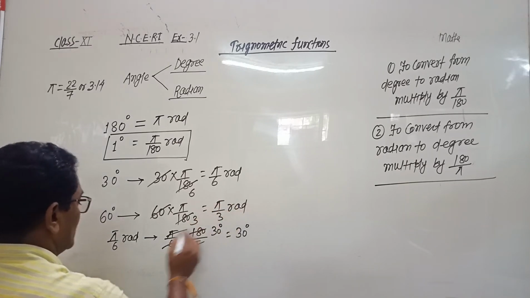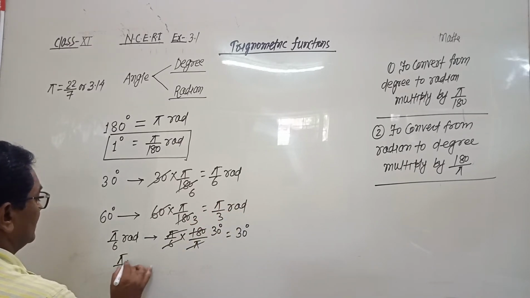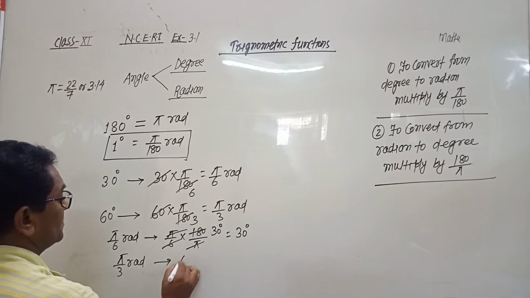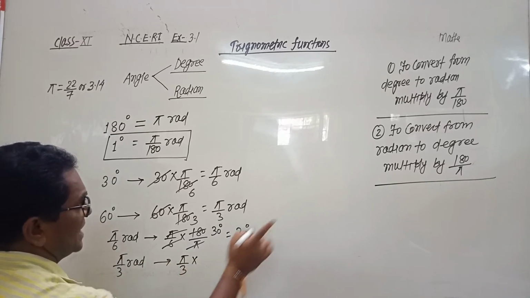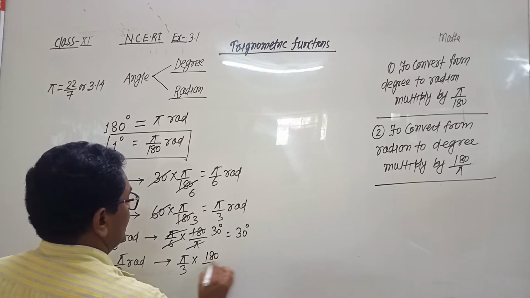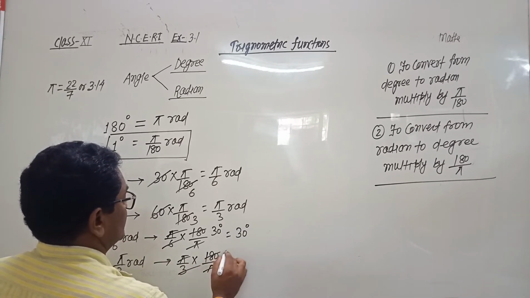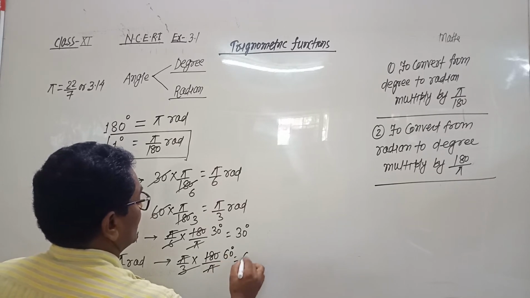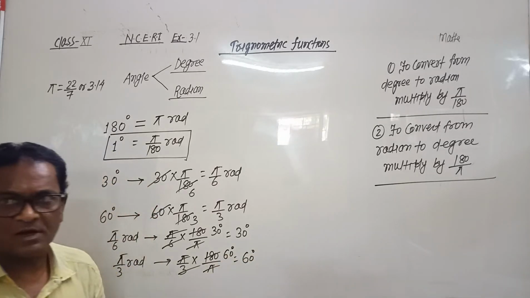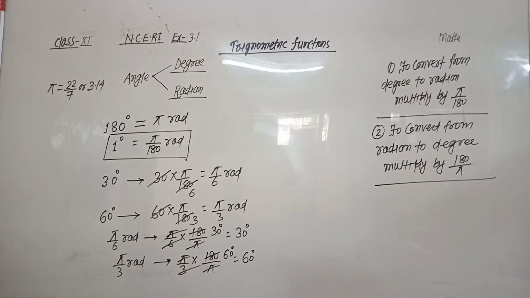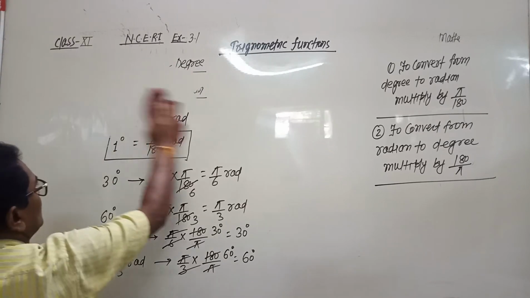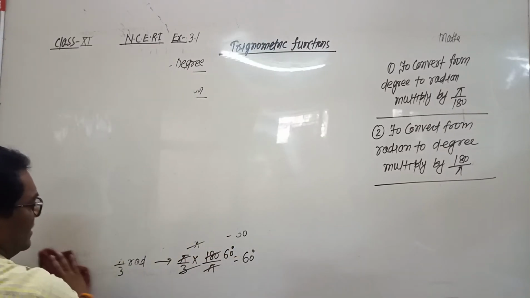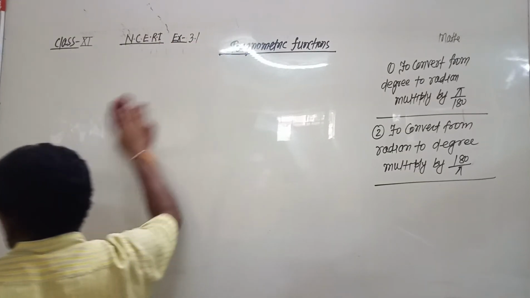Suppose you have to convert pi by 3 radian into degree. So pi by 3 multiplied by 180 by pi, and we get 60 degree. So these are the two formulas to convert between degree and radian. To convert from degree to radian, multiply by pi by 180, and to convert from radian to degree, multiply by 180 by pi.